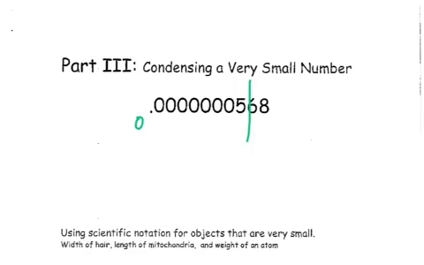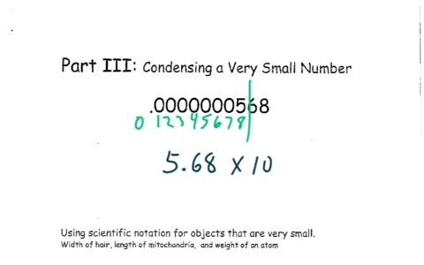So I start with 0 over here on the left side. Then I'm going to go 1, 2, 3, 4, 5, 6, 7, 8. Stop when I get to that first digit. So now what I'm going to write is 5.68 times 10 to the negative 8th power. Okay, I'm moving to the right. I have a decimal, I have a very small number, so I have a negative exponent.